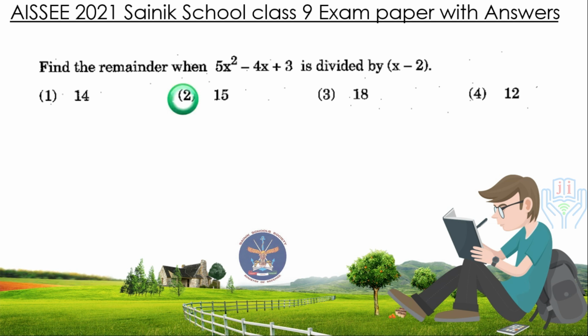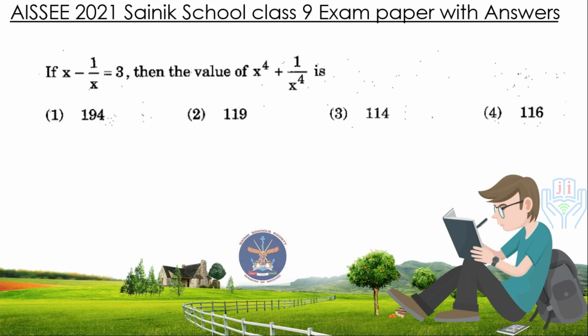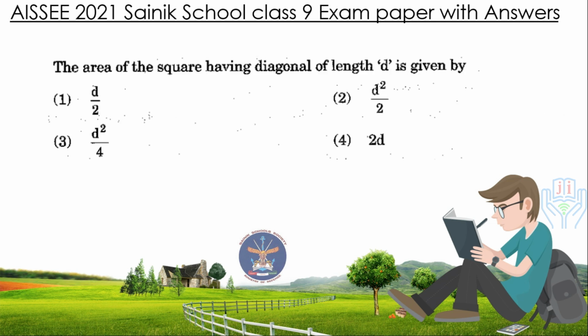Answer 2. 15. If x minus 1 by x equal to 3, then the value of x to the power of 4 plus 1 by x to the power of 4 is. Options given 194, 119, 114, 116. Answer 119. The area of the square having diagonal of length d is given by. Answer d square by 2.